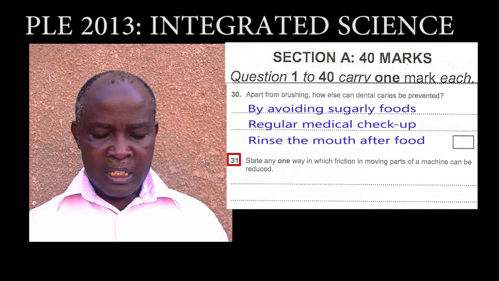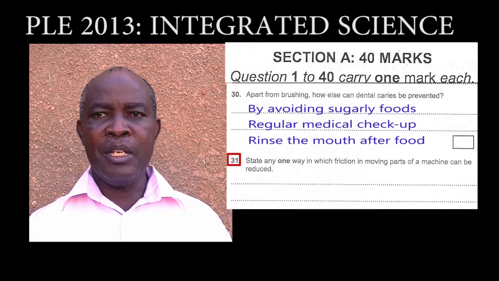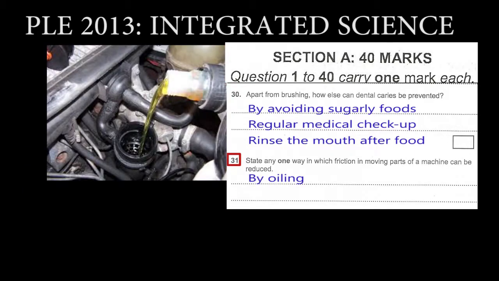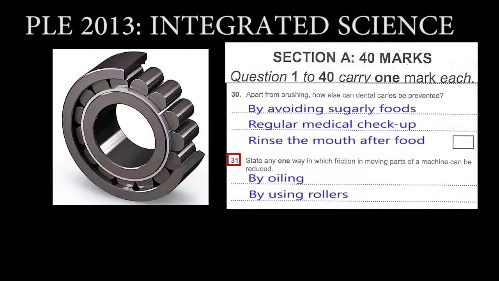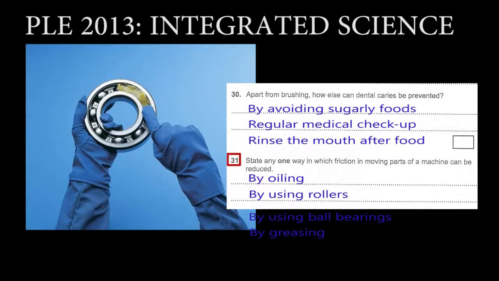Number 31. State one way in which friction in a moving part of a machine can be reduced. By oiling, by using rollers, by using ball bearings, by greasing.